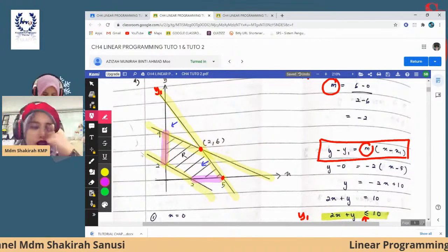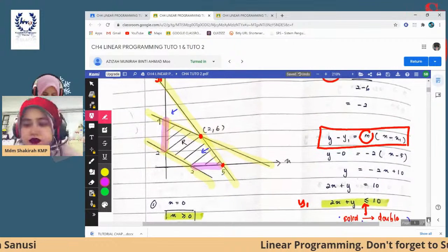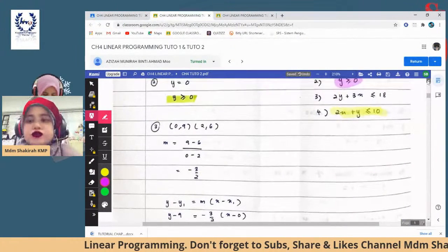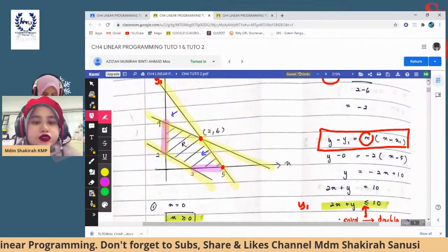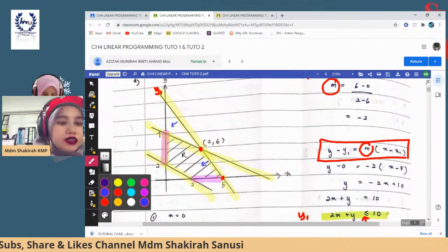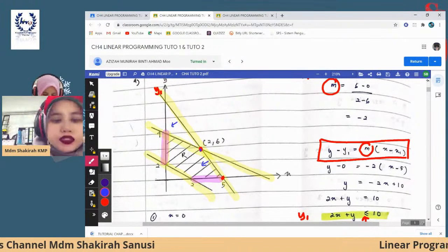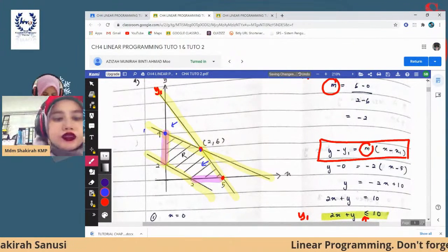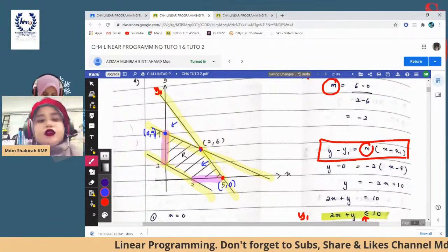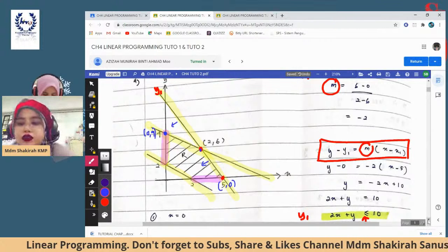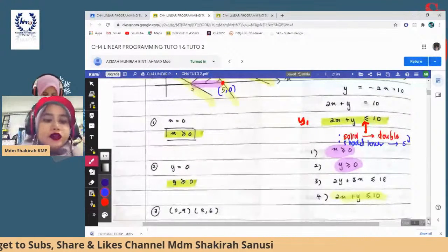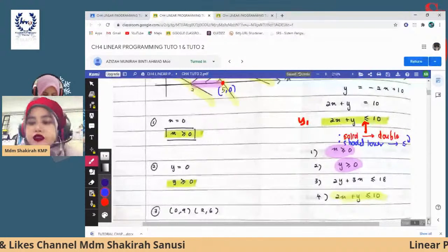Graf mana lagi yang awak kena cari ni? You ada point 0, 9 and 2, 6. Where is 0, 9 and 2, 6? Here. Okay. The point here. Memang ada tanda dengan warna biru. Masih lagi. Okay. This is 0, 9. This is 5, 0. Okay. So just cari dia punya M. Alright. You punya M. So you dapat sampai sini.